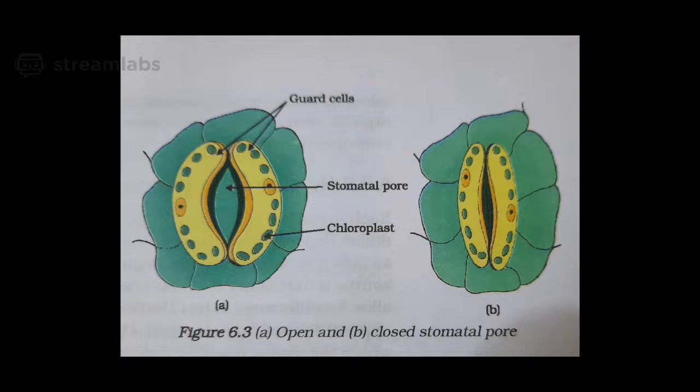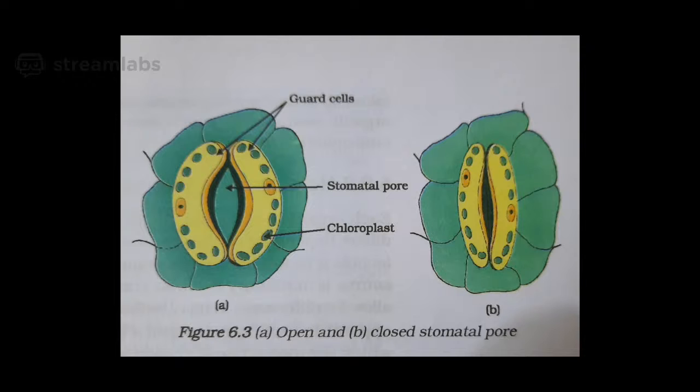This is the enlarged structure of stomata, where stomata has two guard cells and one stomatal pore, and these guard cells are rich with chloroplast cell organelles, and surrounded by subsidiary cells.